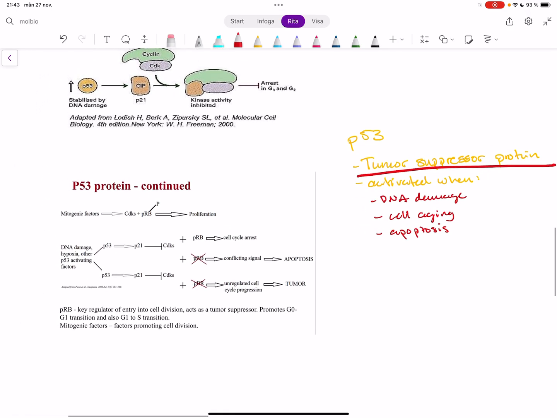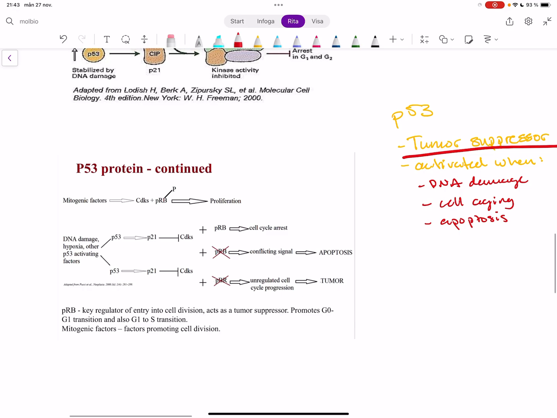So in a normal cell, you have the mitogenic factors, so you have growth factors. Let's say you will have them in G1 phase. These growth factors give rise to the CDKs, and then the CDKs will bind to the PRBs, and then that will lead to proliferation. Okay, everything is normal, everything is good.